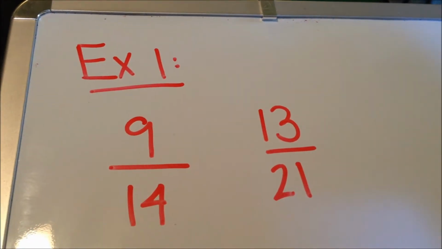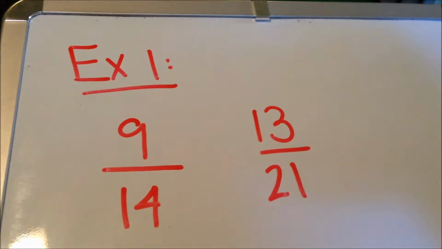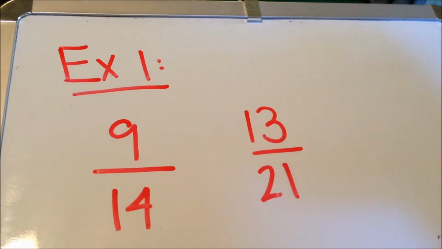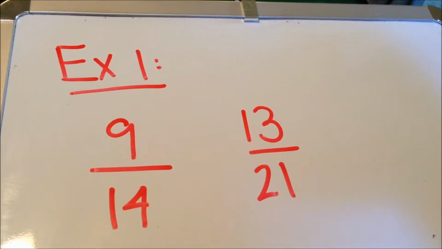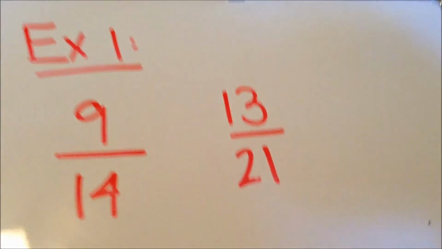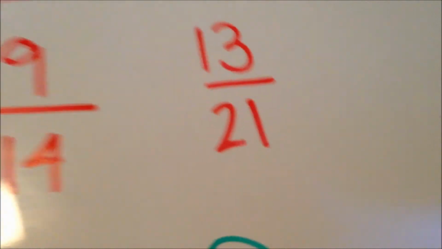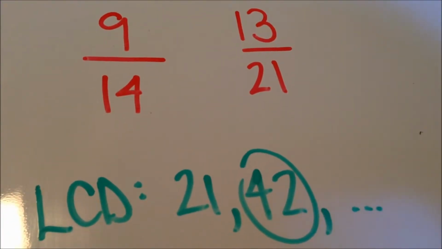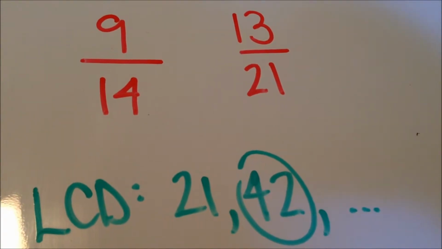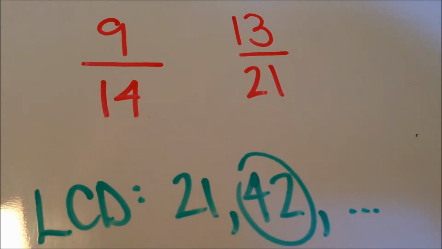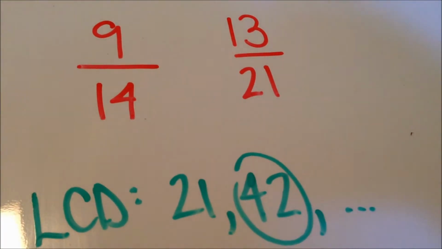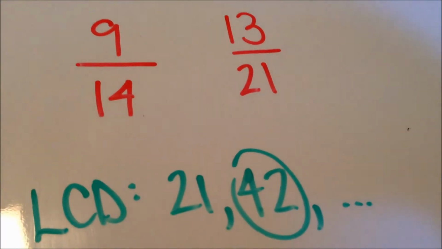Number 1. Place a less than or greater than symbol in between 9/14 and 13 over 21. Let's start by finding the LCD. Take the larger of the two denominators, 21, and do multiples of it. 21, 42, and so on. It just so happens that even though 21 doesn't work for 14, in other words, 14 does not go into 21 evenly, 14 does go into 42 evenly. It goes in 3 times.